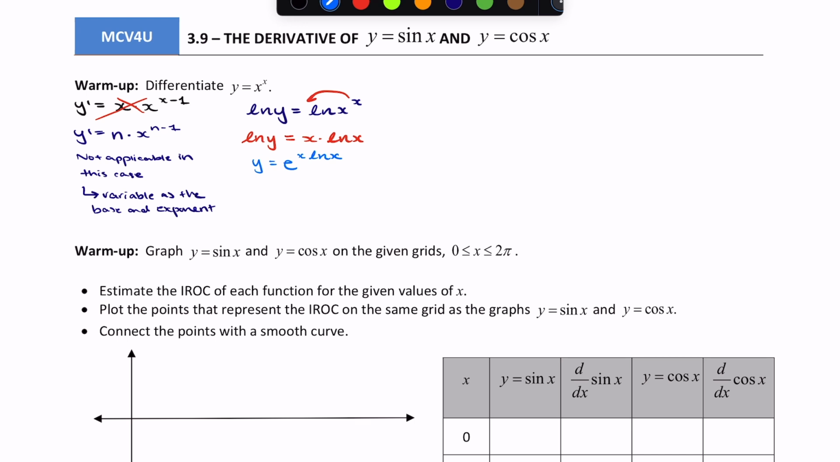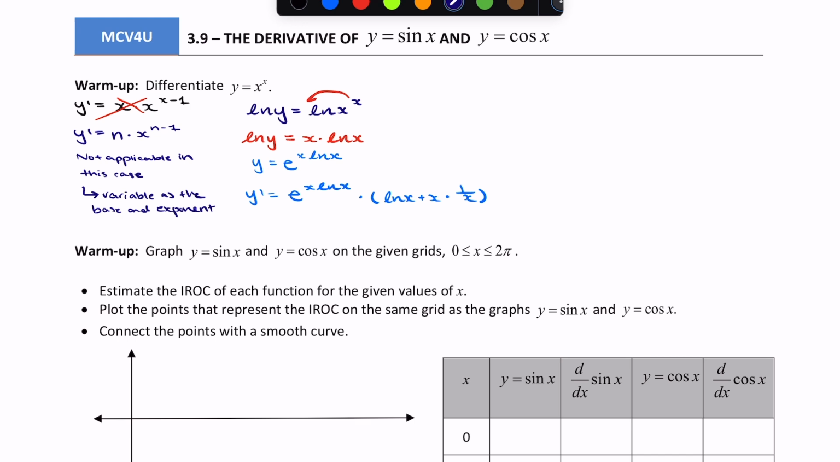We find the derivative, y prime. We see that we have e to the power of x ln x. So remember, e to the power of anything stays the same, and then we're going to have to derive the inside. And so deriving the inside, use the product rule. You have ln x plus x times the derivative of ln x, which is 1 over x.